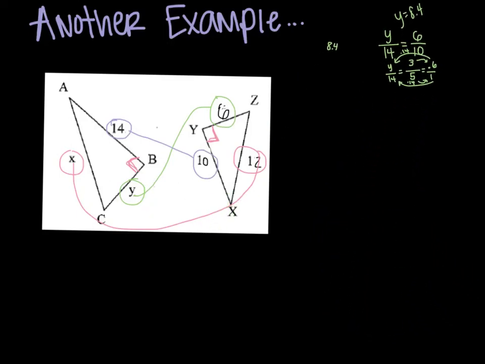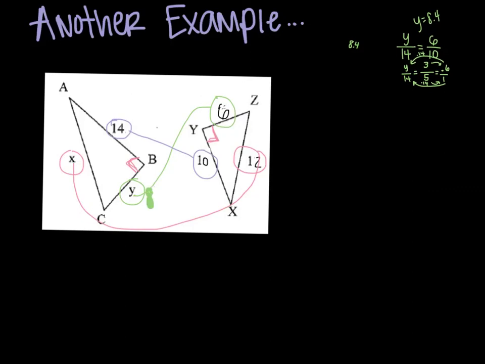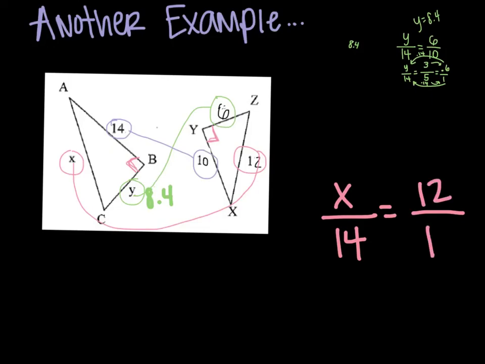The next one I'm going to do is solve for x, doing the same thing. So this one was 8.4, like we said. X here, and another part that I know, I'm going to use 14. So that's my first triangle. My second triangle corresponding with x is 12. And then what corresponded with 14 was 10. And now I can reduce this.